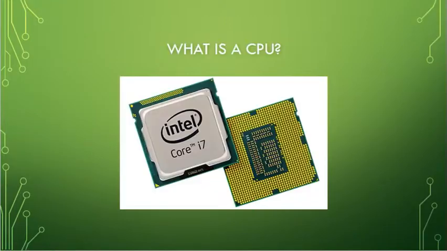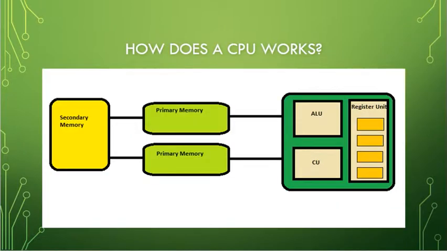So first, we're going to talk about what a CPU is. The CPU is the most important part of your computer. It is one of the most important parts of your computer, and it is normally called the brain of your computer because most of the processes happen inside of your CPU. So now let's see how a CPU works.